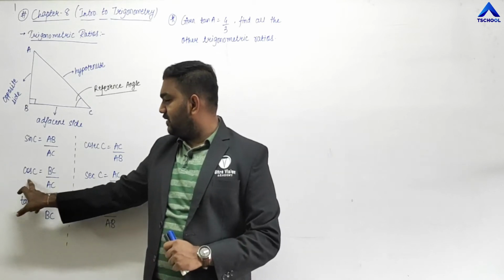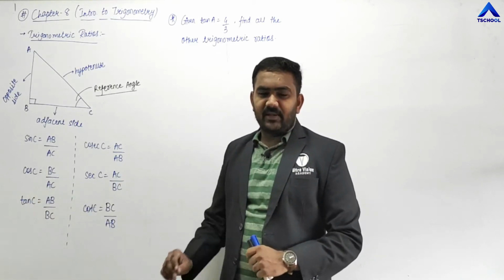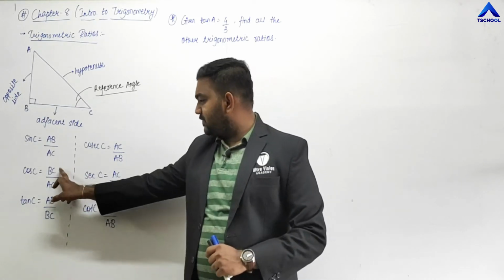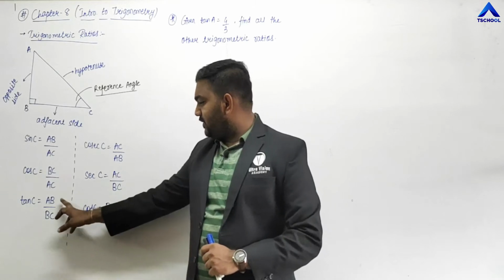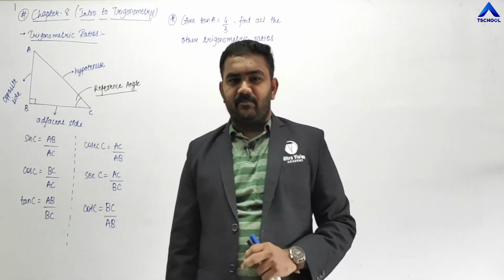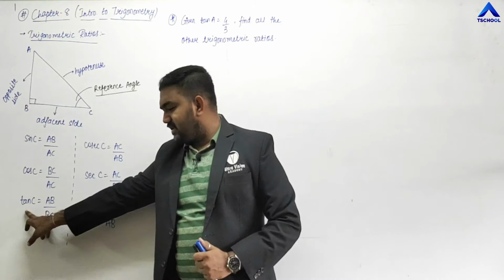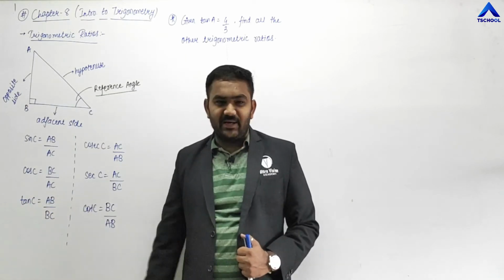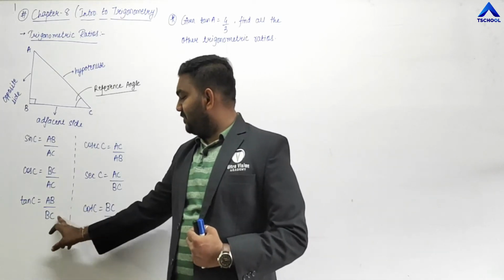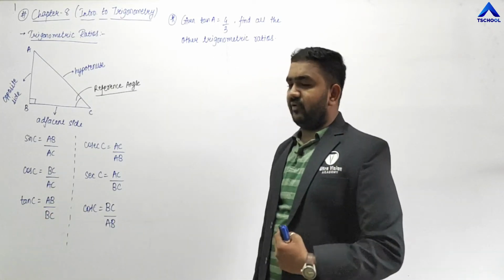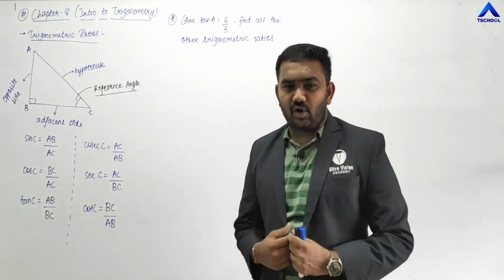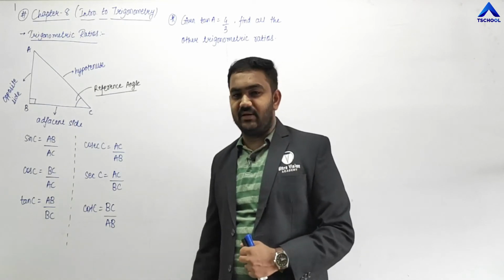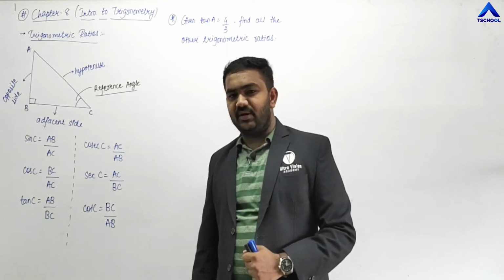Similarly, cosine of C, denoted as cos C, is the side adjacent to angle C upon hypotenuse, which is BC upon AC. The third one, tangent of C, denoted in short as tan C, is equal to the side opposite to angle C upon the side adjacent to angle C, which is AB upon BC. The fourth one was cotangent of C, that is cot C, the side adjacent to angle C upon the side opposite to angle C, which is BC upon AB.